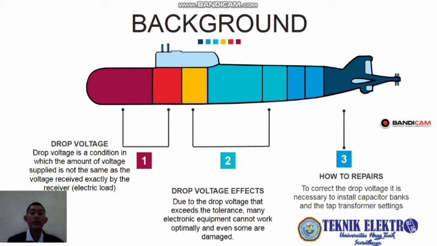This drop voltage is very dangerous if it occurs on a warship because it can affect the performance of the warship when carrying out a military operation, so we need improvement to solve this problem. How to repair drop voltage? To correct the drop voltage, it is necessary to install a capacitor bank and tap transformer settings.